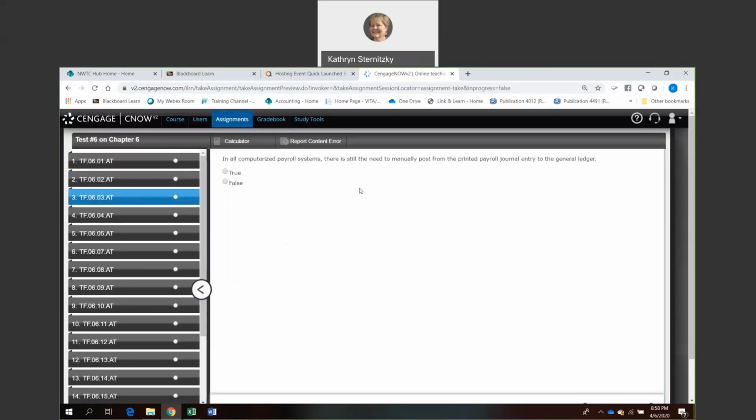In all computerized payroll systems, there is still the need to manually post from the printed payroll journal entry to the general ledger. Remember, it's computerized. So I'm going to give you a hint on this one because we didn't really talk about it. If it's computerized, that's done for you. So the computer will take care of it. That's the nice thing. This chapter was very detailed. It has a lot of different details in it. And if you use computerized systems to help you with payroll, it definitely helps with some of this information.